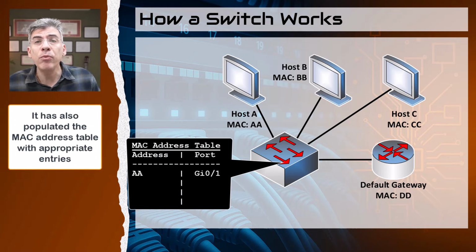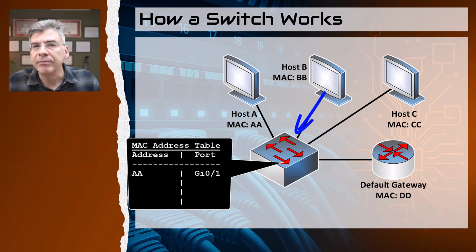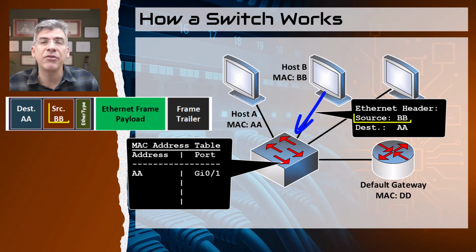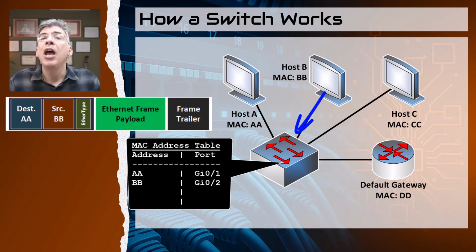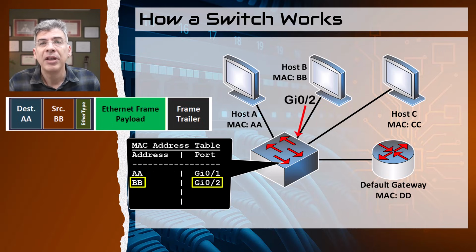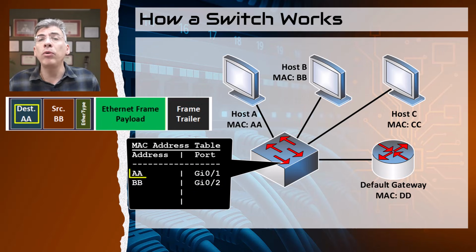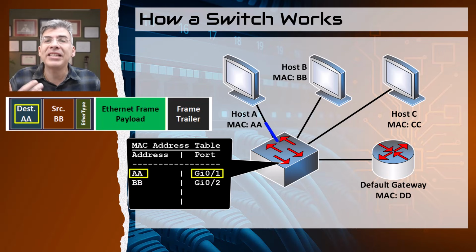Now, when host B wants to respond, it will do the same thing. It sends its frame with a source MAC address of its own and a destination MAC address of host A. In this case, the MAC address table will be populated with host B's MAC address and its corresponding port. Then the destination MAC address is looked up in the MAC address table, and lo and behold, we see that there is an entry along with its corresponding exit interface. So since we know where host A's MAC address lives, the switch sends that frame out of only that port.